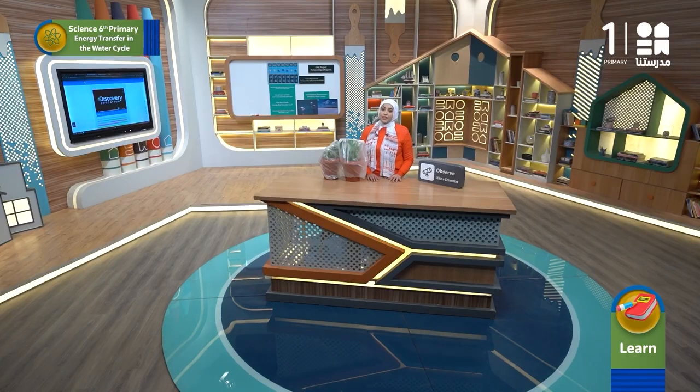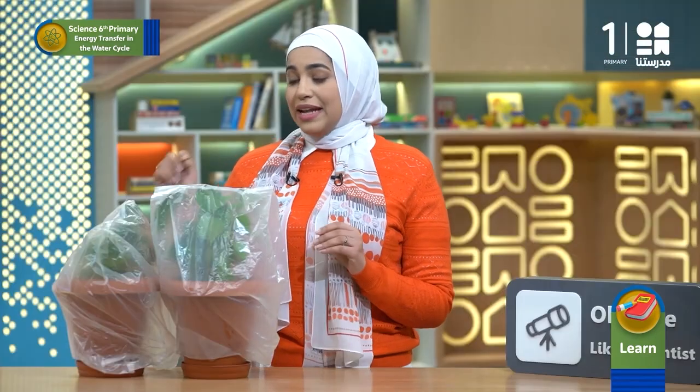Let's check and compare the 2 plants. Plant 1, as you see, has drops of water in the plastic bag, but plant 2 does not. That's okay. Let's record these observations and put the plants again in their places. Then, return to check them at the end of this episode. Now, let's check the activity in our textbook.